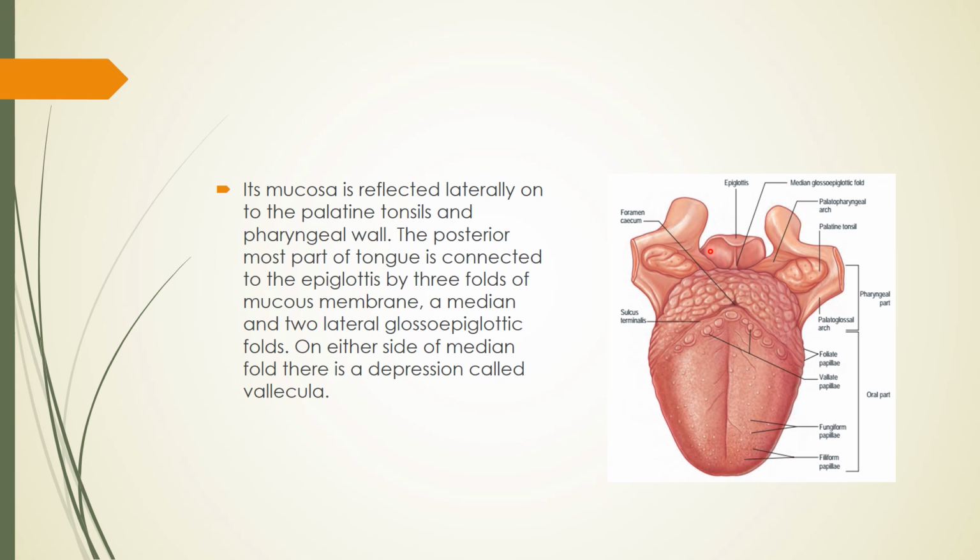The tongue is connected to the epiglottis by three folds of mucous membrane: a median fold, that is called the median glossoepiglottic fold, and two lateral glossoepiglottic folds, one on each side. On either side of the median fold, there is a depression. This depression is called vallecula.